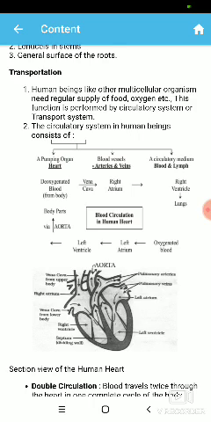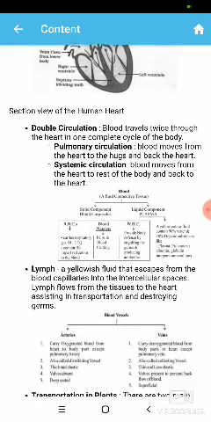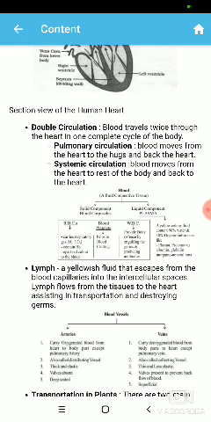In the heart, deoxygenated blood from the body goes to the vena cava, then the right atrium, then the right ventricle, to the lungs. Then from the lungs, oxygenated blood goes to the left atrium, then the left ventricle, then the aorta, and then body parts. This is the blood circulation in the human heart. Section view of the human heart. Double circulation: blood travels twice through the heart in one complete cycle. Pulmonary circulation: blood moves from the heart to the lungs and back to the heart. Systemic circulation: blood moves from the heart to the rest of the body and back to the heart.